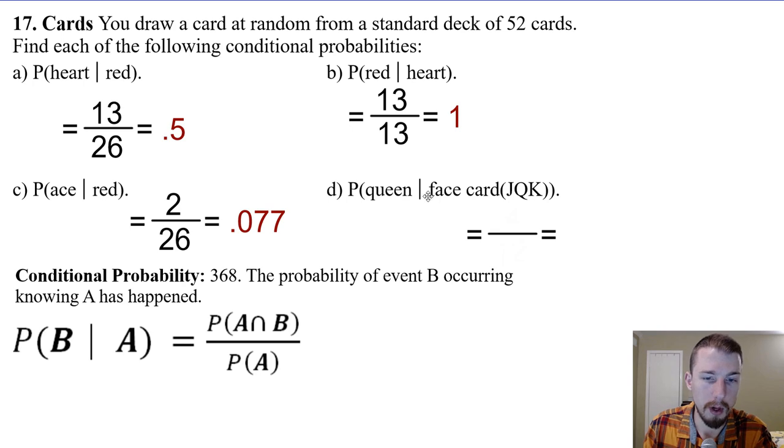All right, probability of queen given a face card. So all the face cards would be 12, and then of the face cards, how many of them are queens? So basically, queen face cards would be 4 of them. So 4 out of 12, which would be 1/3 essentially. All right.